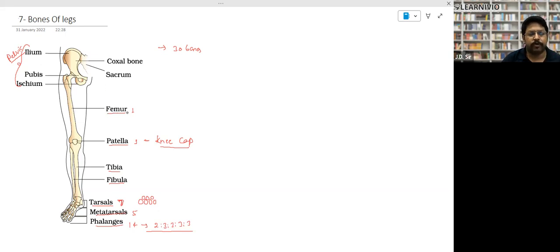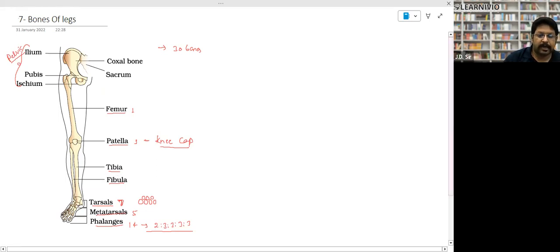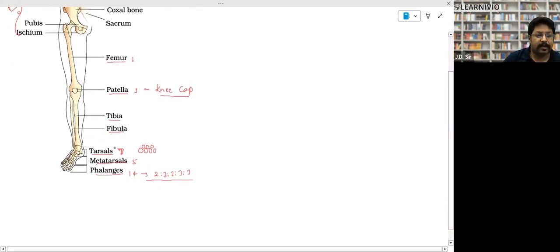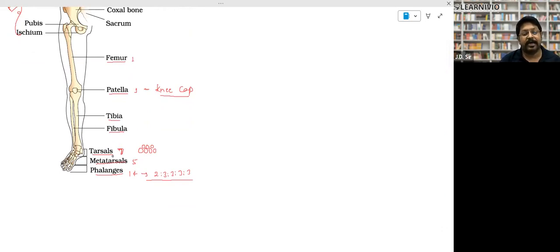This is the largest bone we know, and there is the kneecap, that cap-like structure found in our knee. That is called the patella. The lower part is made up of two bones, tibia and fibula. In the case of the carpals, there are tarsals, right? In the wrist we have studied there are 8 carpals. Here there are 7 tarsals, and 5 metatarsals, like the metacarpals, and 14 phalanges.